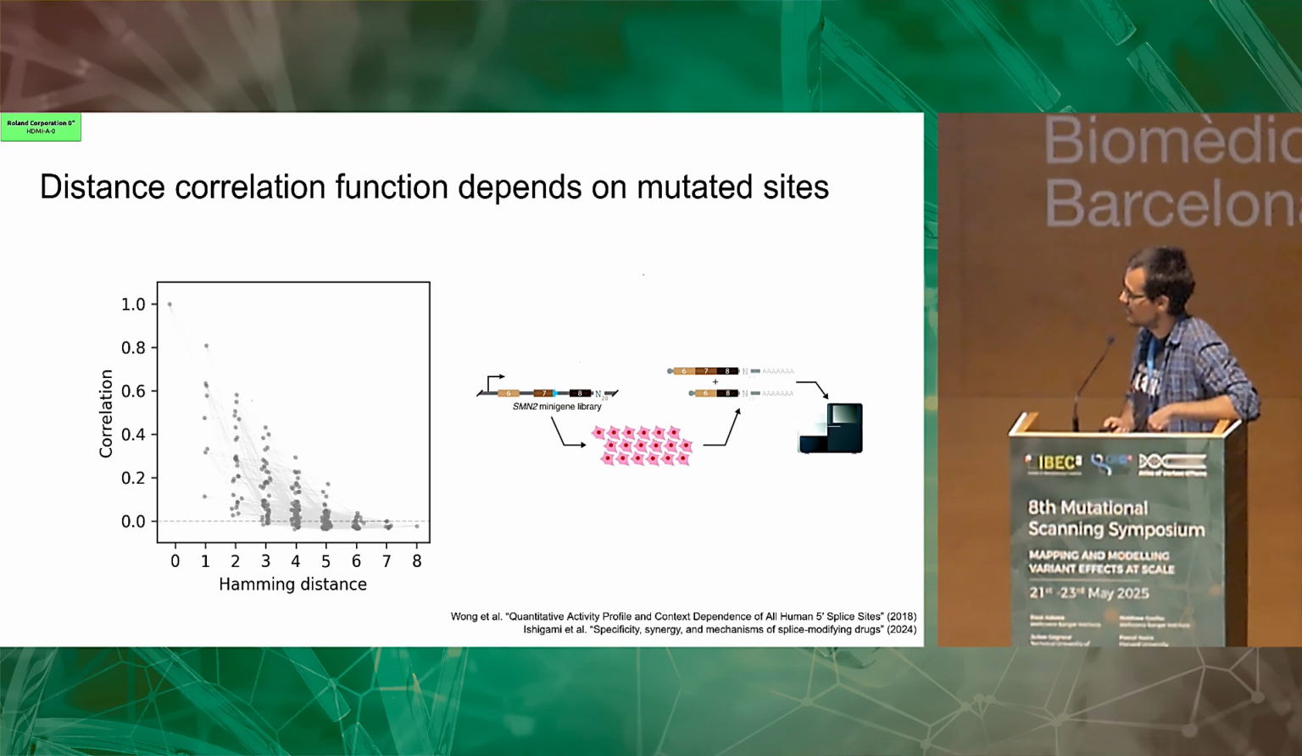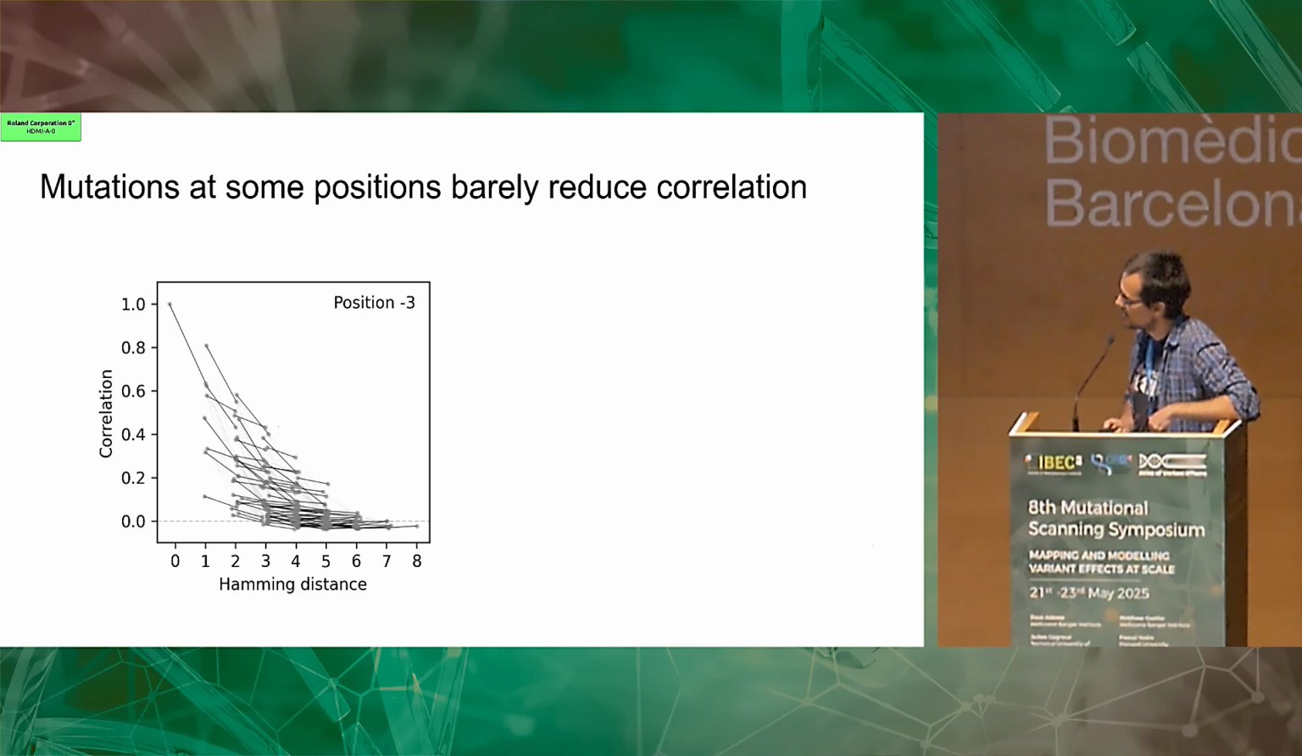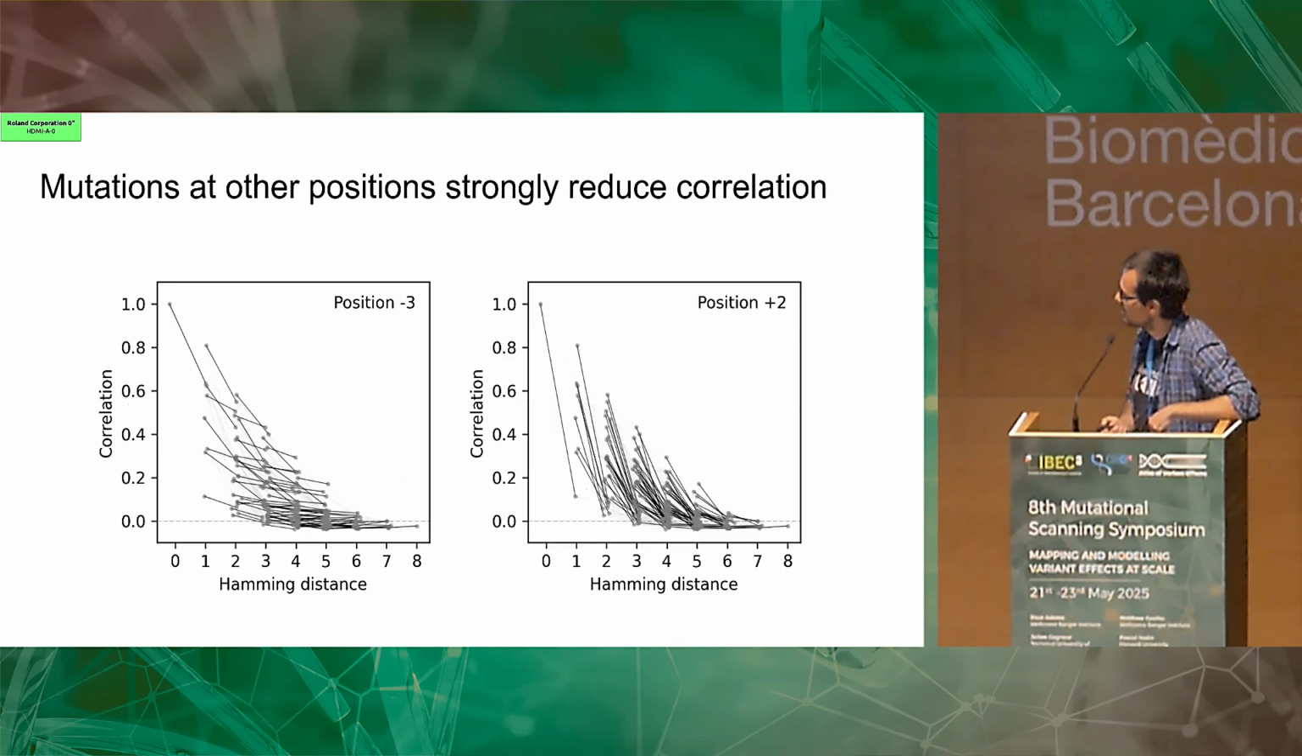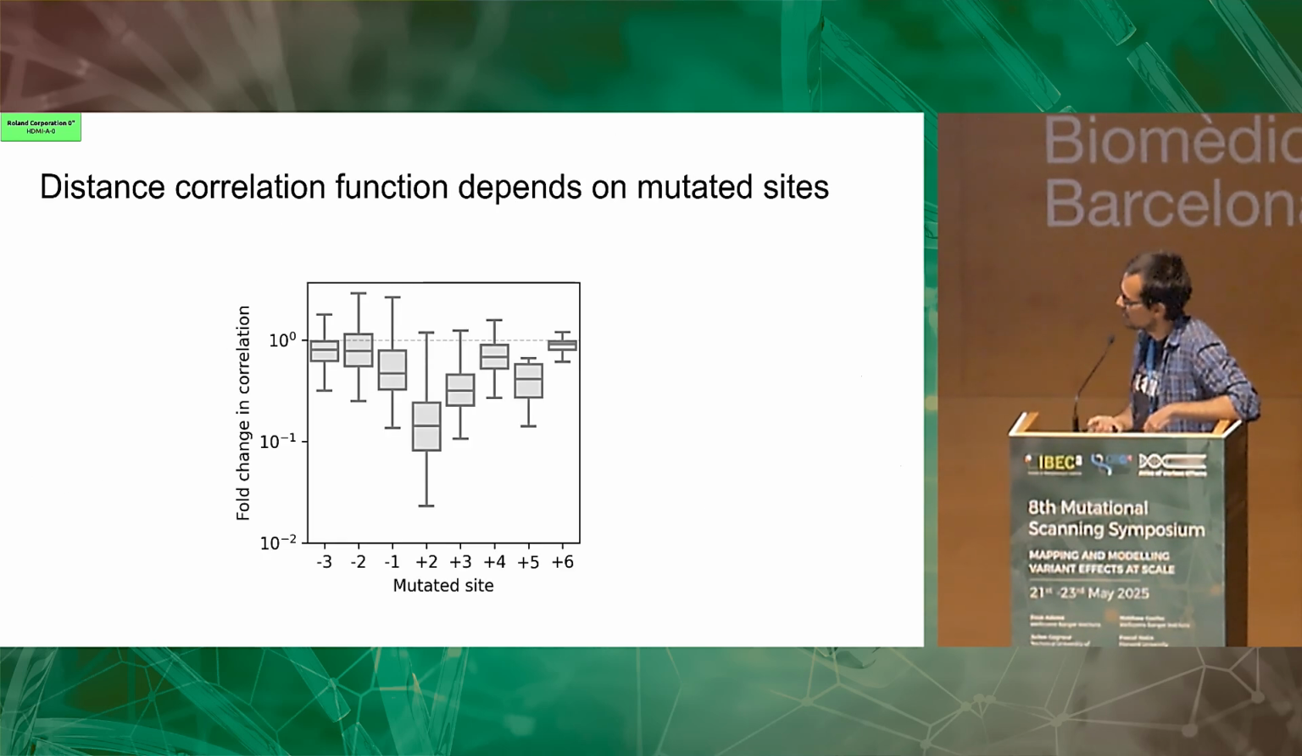We can stratify these correlations depending on which sites actually differ between every pair of sequences. We can see that some sites have only a moderate effect on phenotypic predictability, but for other sites, when we mutate them, they have a very strong effect on predictability. And we can see this for every possible site in this genotype-phenotype map, to see the whole range of variation that we can get.